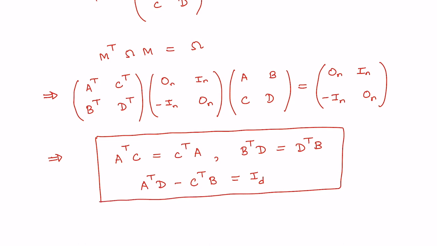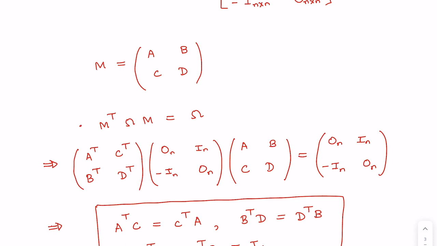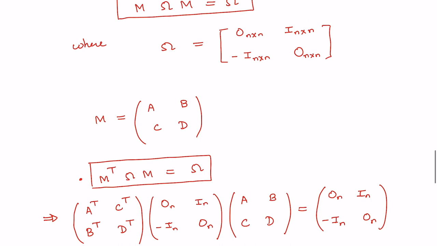So this is what you will get. This is the meaning of satisfying these particular conditions. So if the matrix M is to be symplectic, it has to satisfy this condition where omega should have this peculiar form like this. Okay, we'll come back to this condition again.